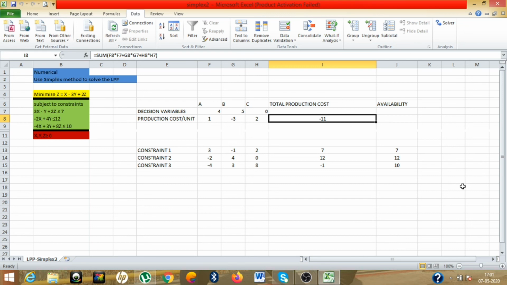I hope you have understood how to solve the problem having minimization function using Microsoft Excel Solver. In the next video we will see how to solve the linear programming problem having mixed inequality signs, that is, it may be equal to, greater than or equal to, and less than or equal to.